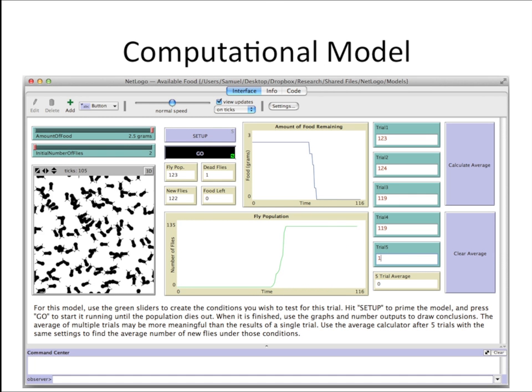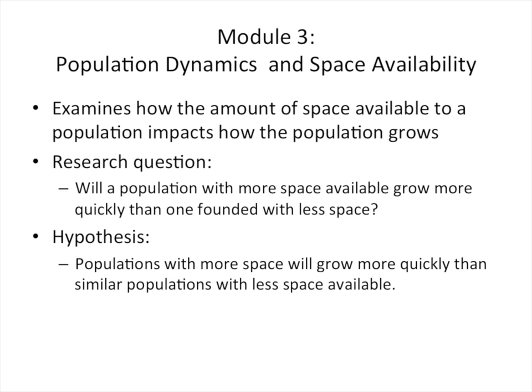So that brings us to our third module, which examines the importance of space availability. Our research question is, will a population with more available space grow more quickly than one founded with less space? And our hypothesis is that populations with more space will grow more quickly than similar populations with less space.